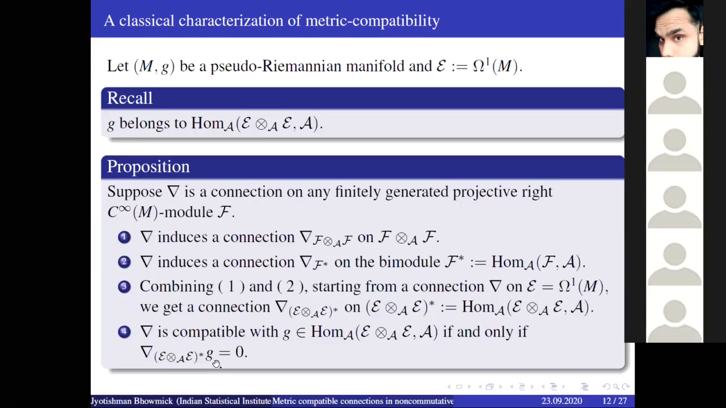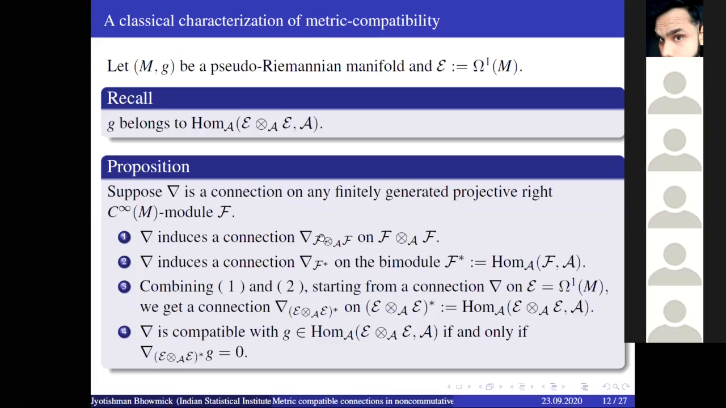And then it's a theorem that nabla is compatible with G if and only if this is equal to 0. So this is that nabla G is parallel, right? So this is the definition we are going to use. Okay, so remind ourselves that there are 2 steps.